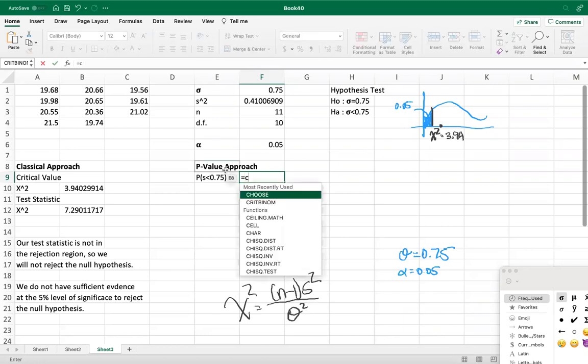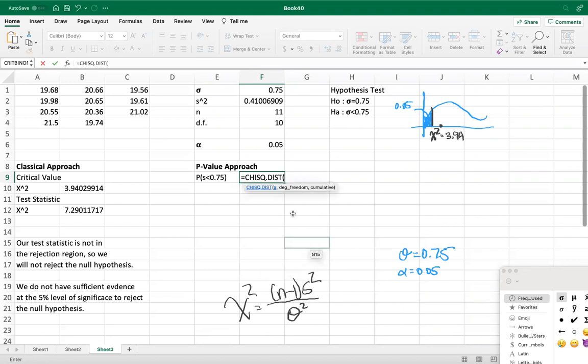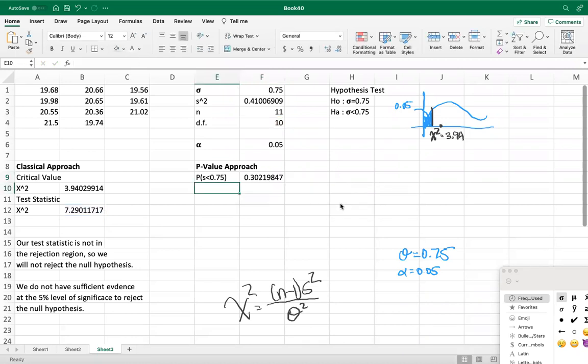So equal to a chi-squared distribution. Chi-squared distribution or chi-squared inverse? Do we need an area or do we have an area? Because we're looking for the probability, we're going to use chi-squared distribution. Here, X is going to be our test statistic because they already did all the work for us, comma, our degrees of freedom, comma, cumulative. Do we want just the area under that value, or do we want that entire accumulated area? For these, we want the entire accumulated area, everything smaller than.